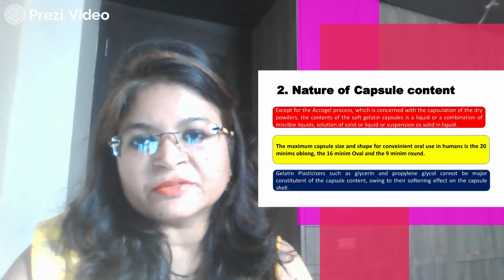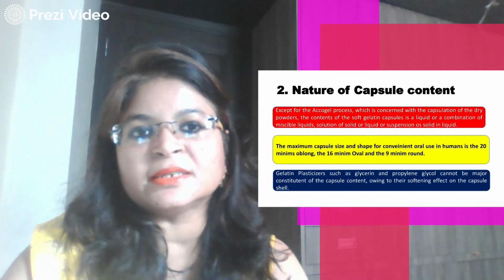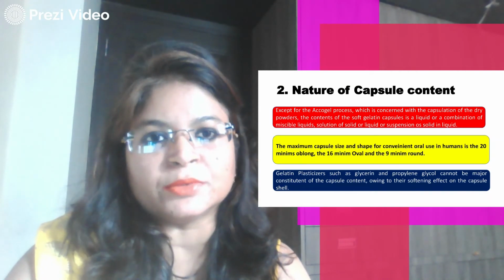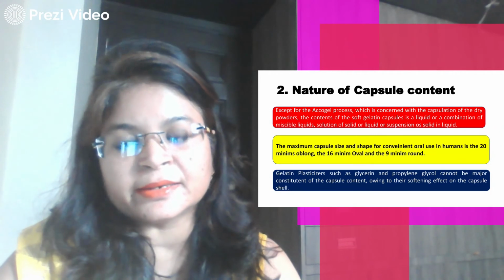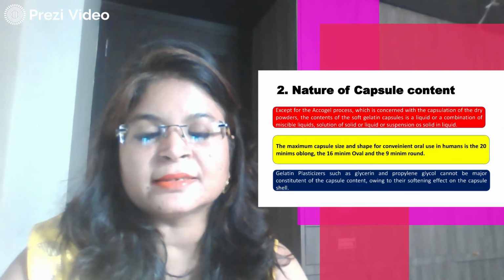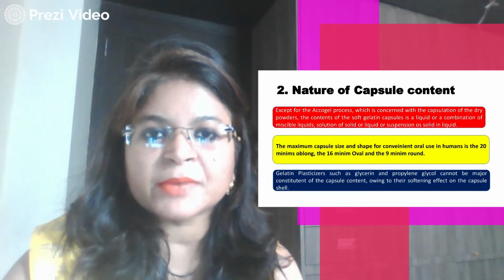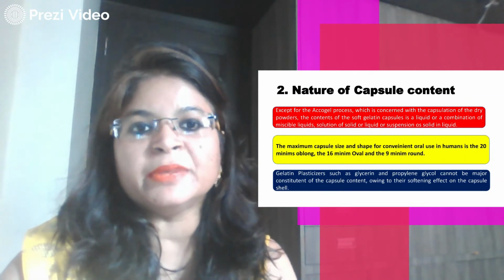Apart from that, the other methods are those by which we can fill the liquid or the suspension forms. So except for the aquagel process, which is concerned with the encapsulation of dry powders, the contents of the soft gelatin capsule are a liquid or a combination of miscible liquids, a solution of solids or liquids, or a suspension, or a solid in liquid. It is very important to understand that when we analyze the size, content and volume of the soft gelatin capsule, it has been proven that the maximum capsule size and shape for convenient oral use in humans is 20 minims for the oblong.